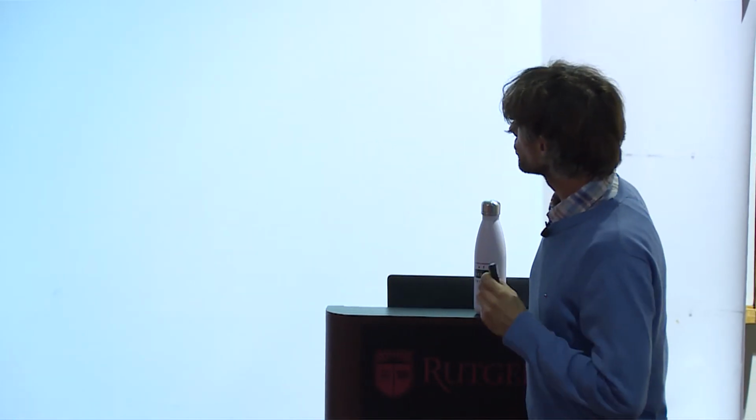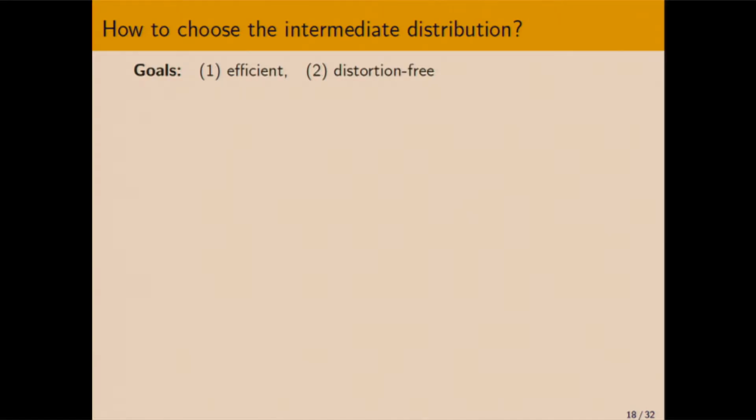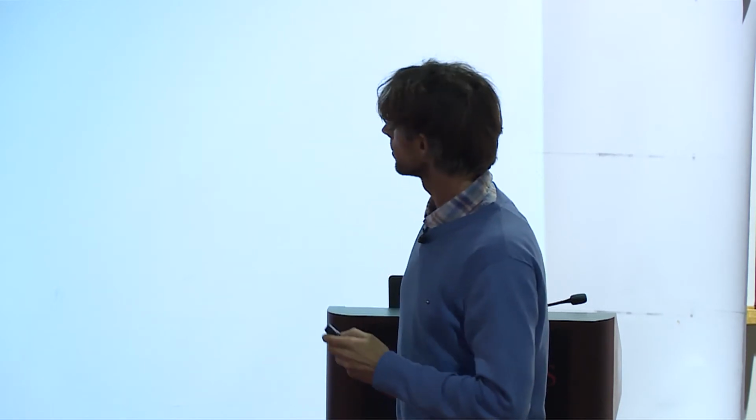All right, so how to choose the intermediate distribution? Well, of course, the goals are, first of all, it has to be efficient. And second of all, it has to have this property that it's distortion-free. Sorry, why don't you just choose the small one right away? Why do you have the intermediate one?